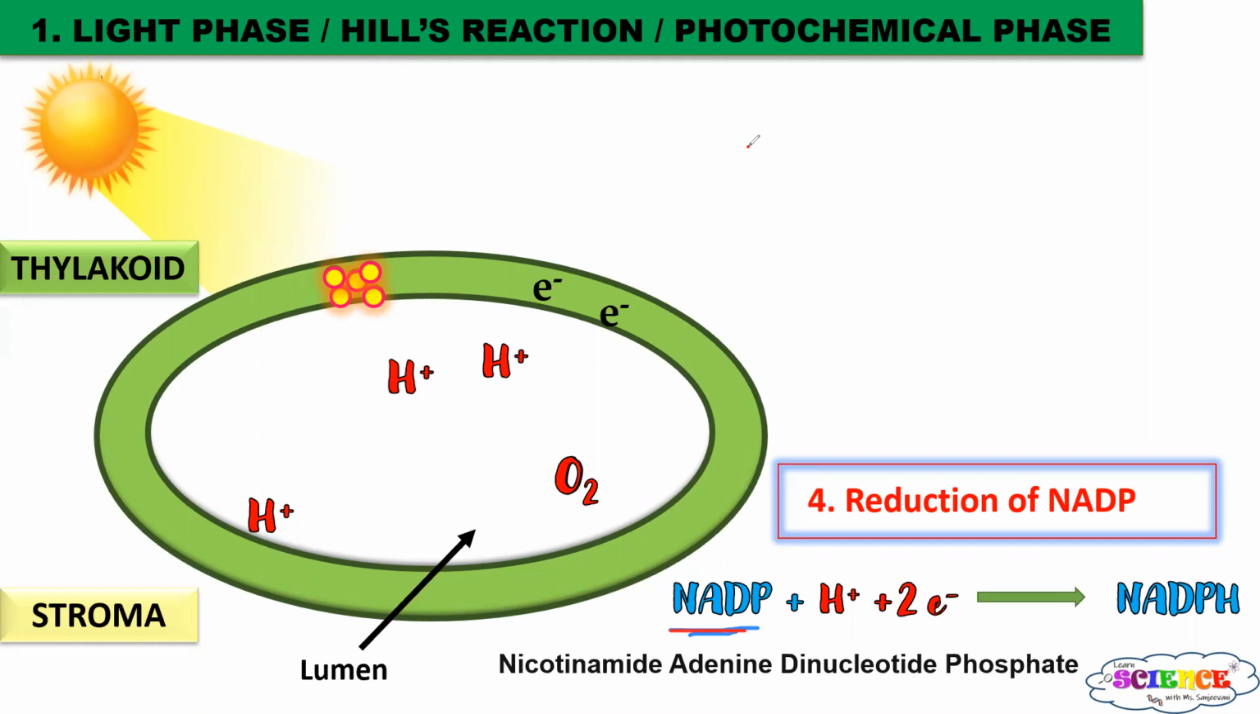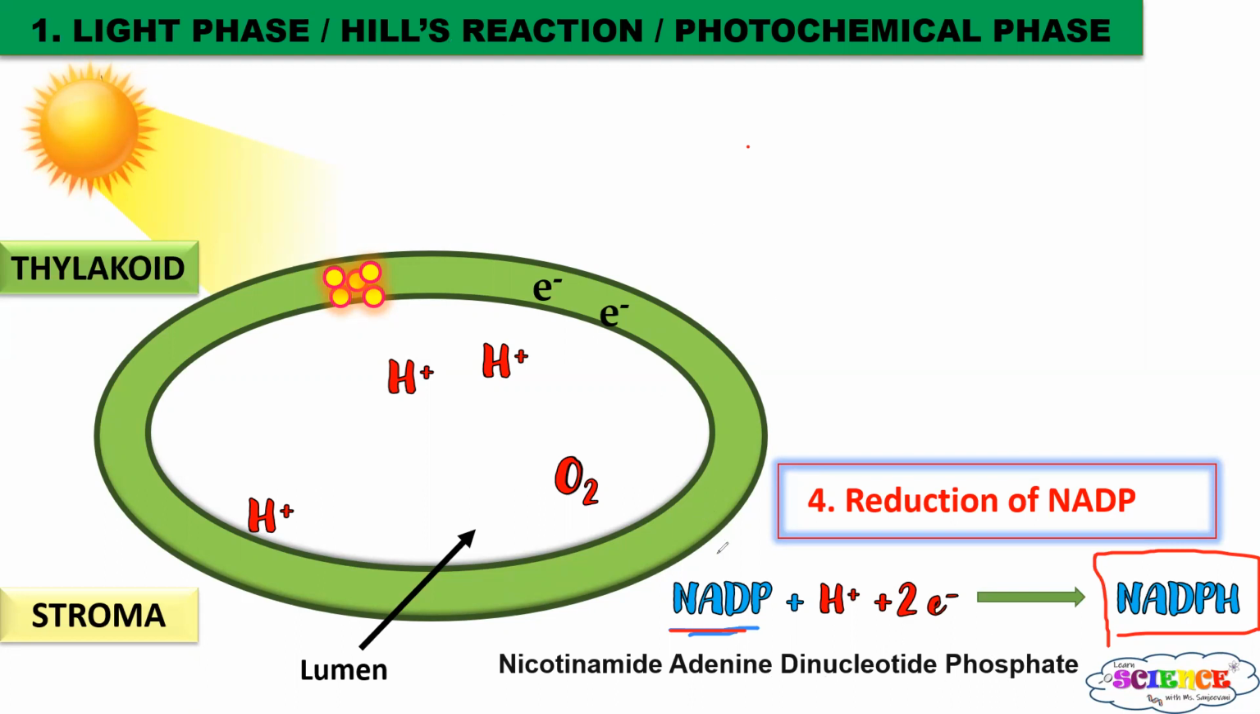Again, it is a molecule present in the stroma. It absorbs a hydrogen ion and two electrons to form NADPH. This NADPH is called reduced NADP. So if the question is asked, write the full form of NADPH, either you can write nicotinamide adenine dinucleotide phosphate hydrogen, or simply you can write reduced nicotinamide adenine dinucleotide phosphate.